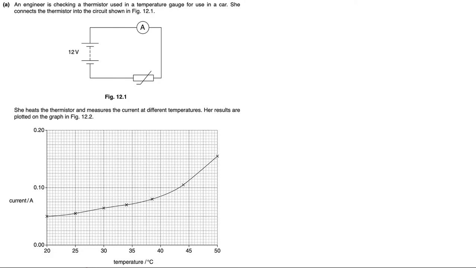Here we go, we've got a thermistor connected in series with a battery and with an ammeter. And we're heating the thermistor and measuring the current. Notice we're measuring the current and not the resistance. So it's probably a slightly surprising graph for you. You can see here that we're going up. Well, that means we're looking at the current in this thing.